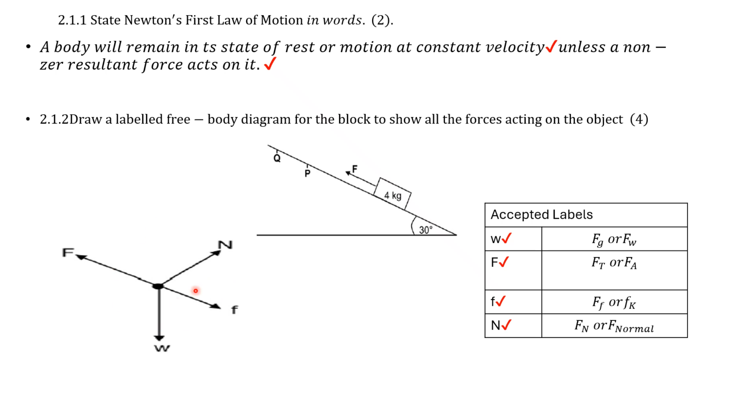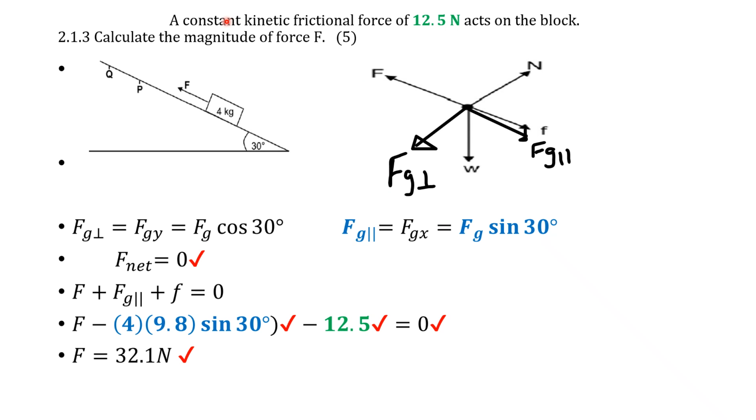But that's the only 4 items we want in the drawing. Right? Let's look at the next problem. Now they say a constant kinetic frictional force of 12,5 newtons acts on the block. Calculate the magnitude of force F.